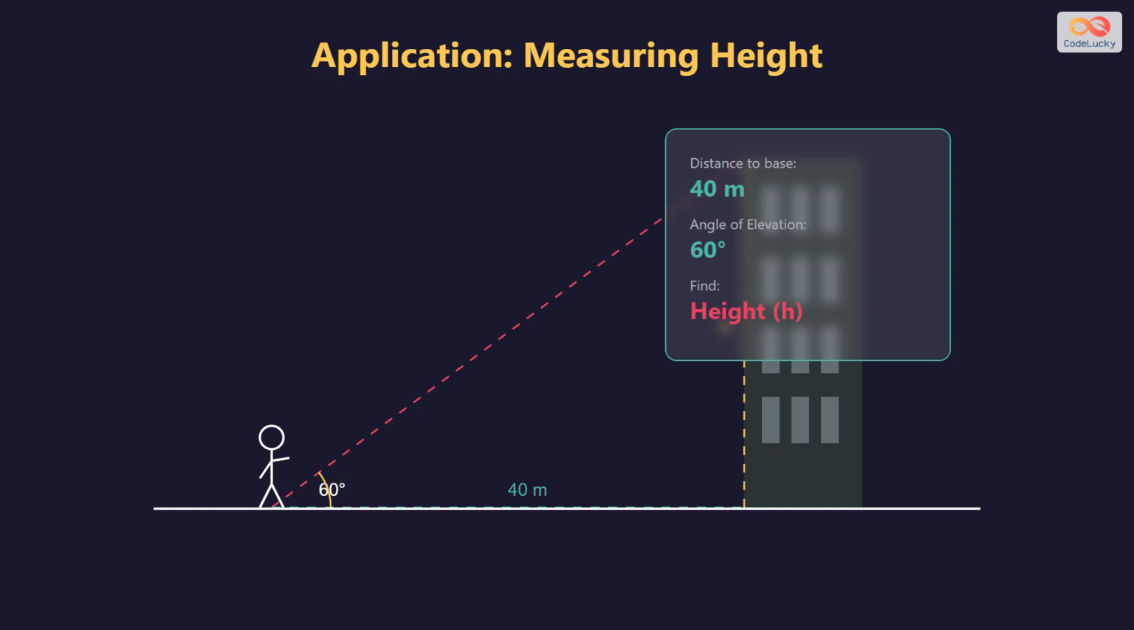This math is incredibly useful for finding heights of tall objects without climbing them. For example, if you stand 40 meters away from a building and measure the angle of elevation to the top as 60 degrees, you can use the tangent ratio to calculate the height, represented here by h.